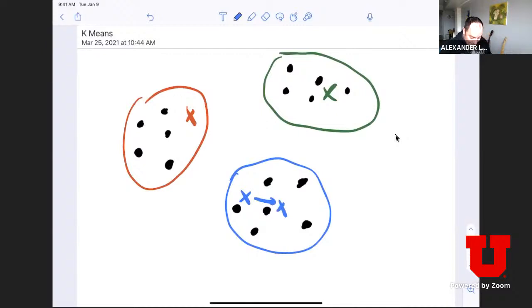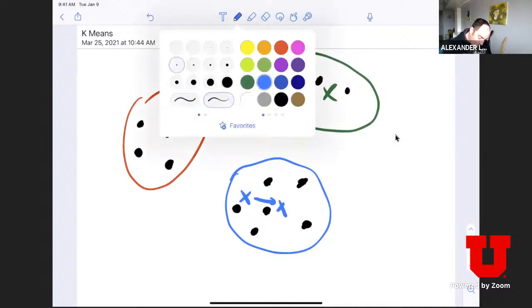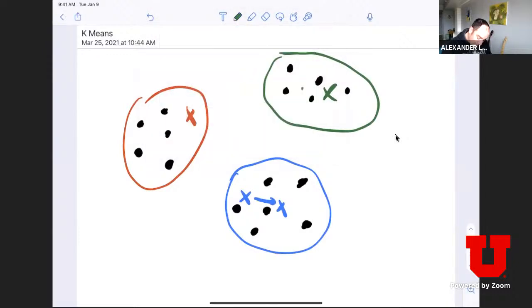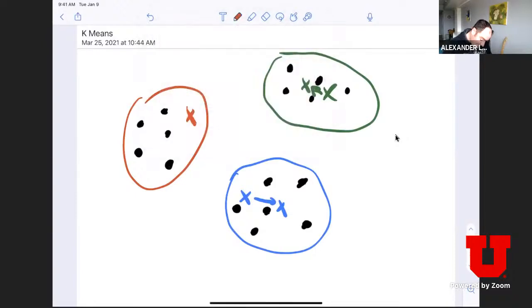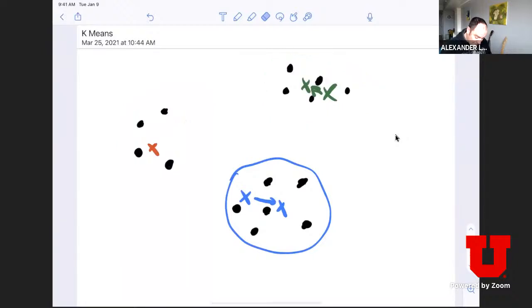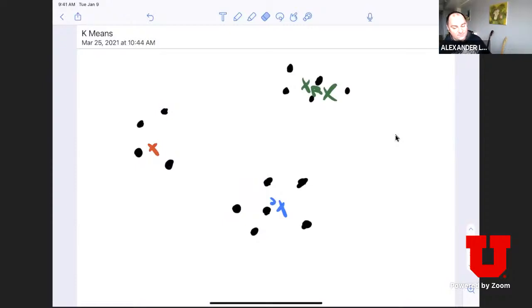update my centroids again. So my blue one, my green one, and then my red one. And now after I remove those again, I would update my cluster assignment, and I would maybe see that no point has changed, right?